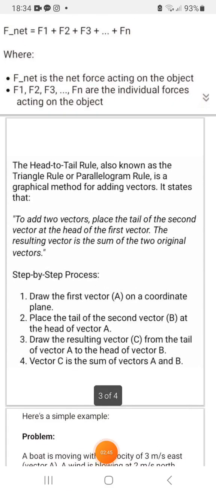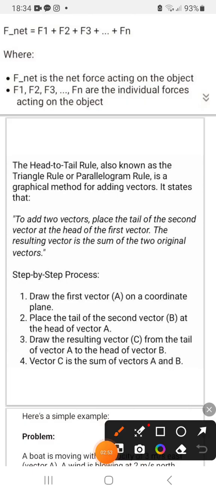Let's discuss the head to tail rule. It is also known as the triangle rule or parallelogram rule. It is a graphical method for adding vectors. It states that to add two vectors, place the tail of the second vector at the head of the first vector, and the resulting vector is the sum of the two original vectors.